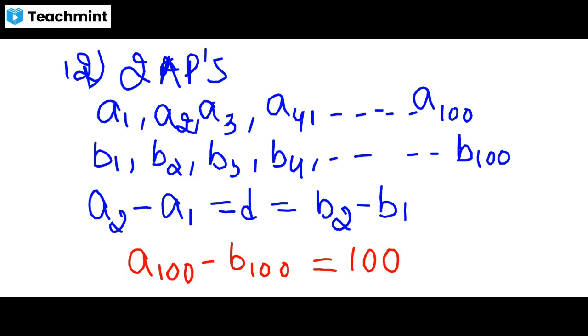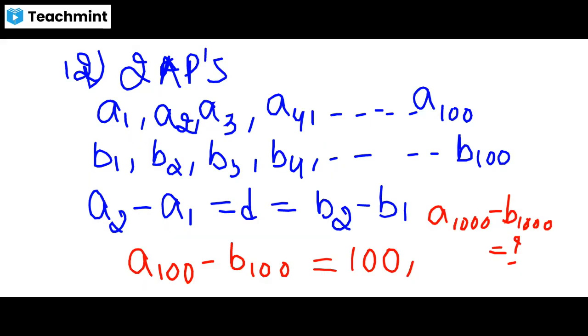What is the difference between their 1000th terms, they have asked? Thousand terms means they have asked what A1000 minus B1000 will be. You should find what A1000 minus B1000 is. Now how will you find this? What is A1000 minus B1000? The common difference is the same. Now how can we write A100 minus B100?